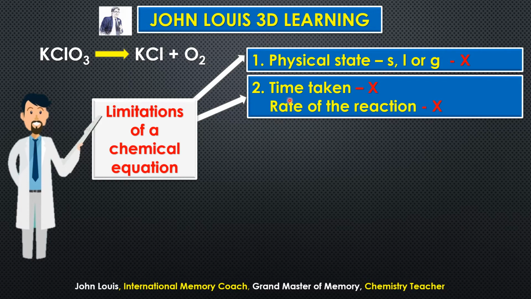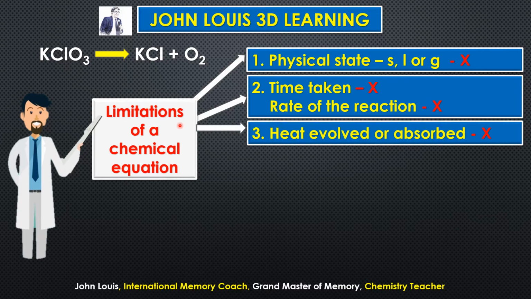Okay, the second one. What is the second limitation? Time taken of the reaction is not given, or the rate of the reaction, how fast this reaction takes place, or how slow this reaction takes place, or what is the total time taken for this reaction. That is not given by a chemical equation. That is the second limitation.